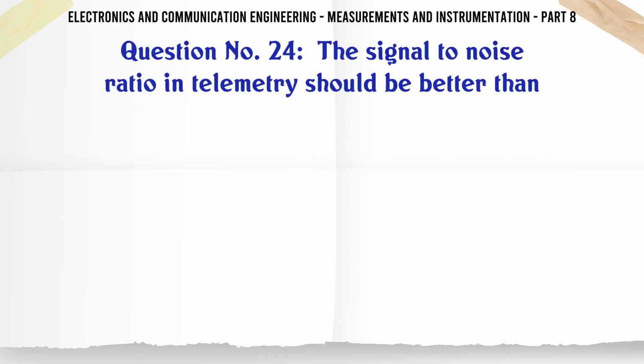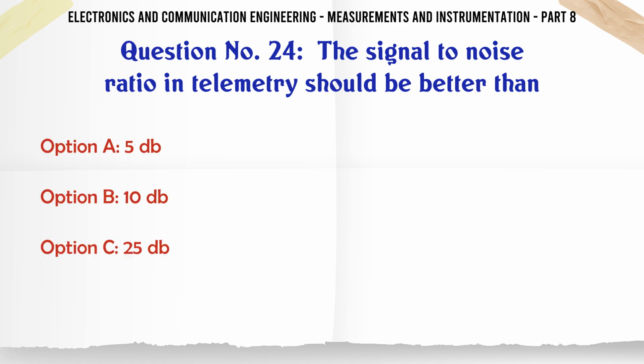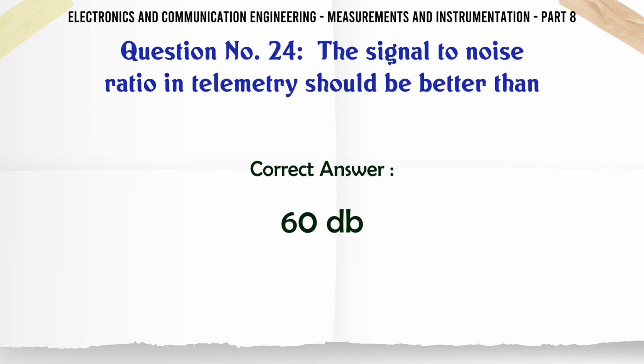The signal-to-noise ratio in telemetry should be better than A: 5 dB, B: 10 dB, C: 25 dB, D: 60 dB. The correct answer is 60 dB.